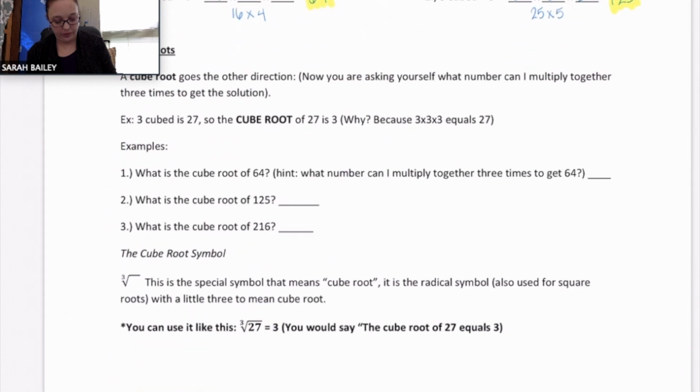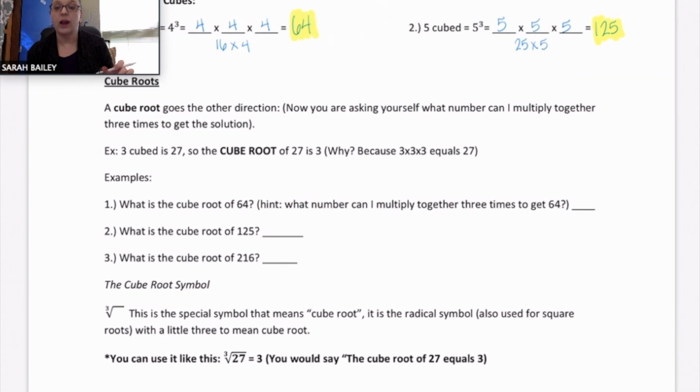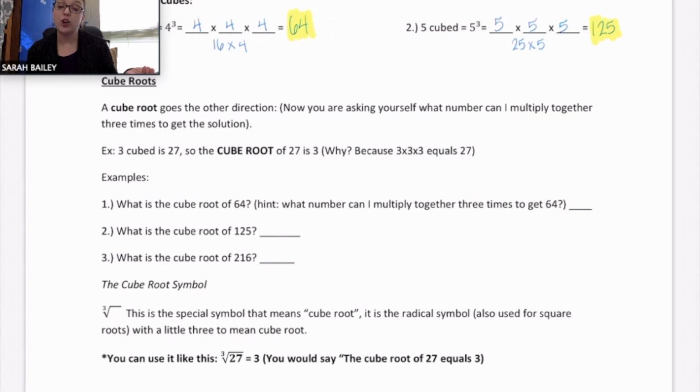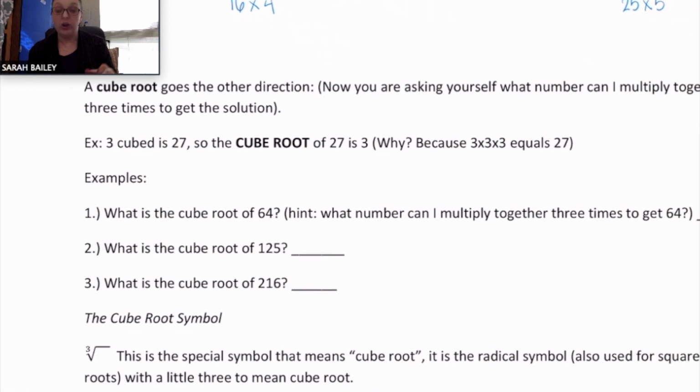Okay, let's move the page up. Okay, so cube roots. It says that a cube root goes the other direction, meaning it's the inverse or opposite of cubing a number. Remember, in the last lesson, we talked about squares and square roots and how those were opposites. Well, a cube root is the opposite of cubing. So this time you'd be asking yourself, what number can I multiply together by itself 3 times in order to get that? So in the example, 3 cubed is 27. So the cube root of 27 would be 3.